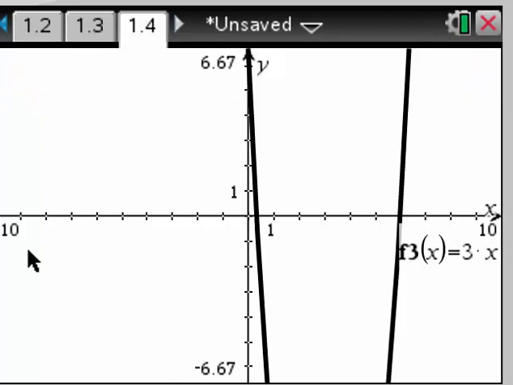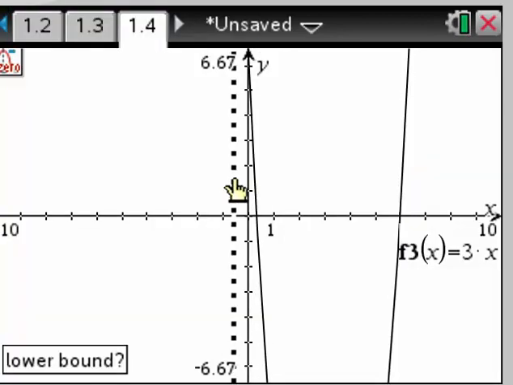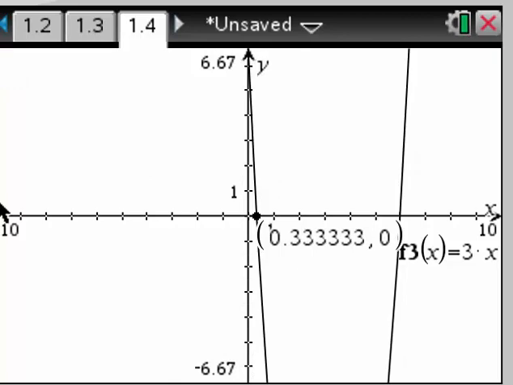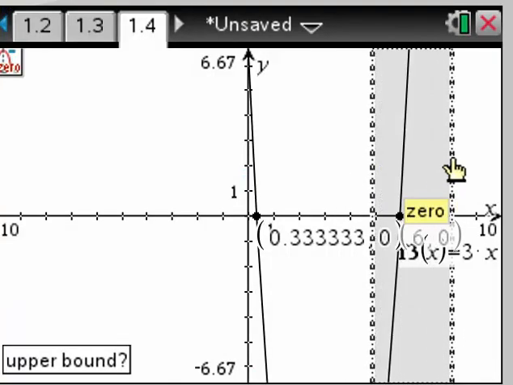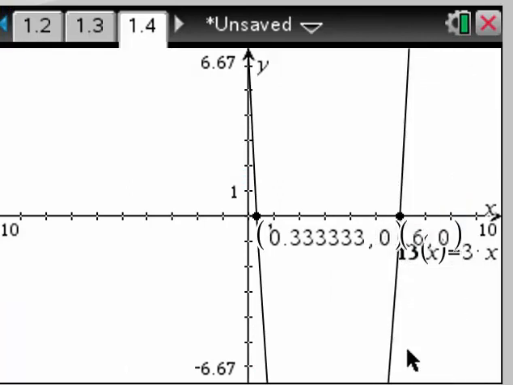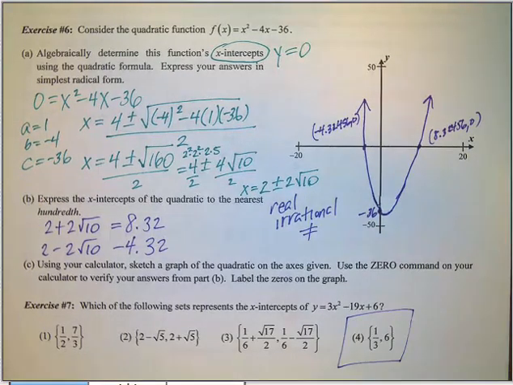And I need to find these intercepts. So menu, analyze graph, zero. There's one of them. That looks familiar. Here's another. Excellent. So I have 0.3 repeating, which I know is the same as 1/3, and 6, which is choice 4. I did not have to do any algebra. I could just graph it. All right, pause the video and read exercise number 8.